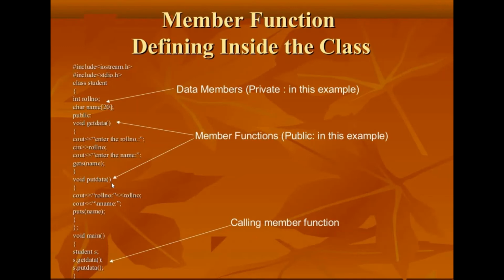So here that getdata as well as this putdata, these are the two member functions which are used for defining the member functions within the class. And here in the main function what we'll do, we'll create the object and we'll call both the member functions separately. So you can see these are the calling member functions. This is the member function which is declared and defined both within the class only. So these are the member functions defined within the class only.